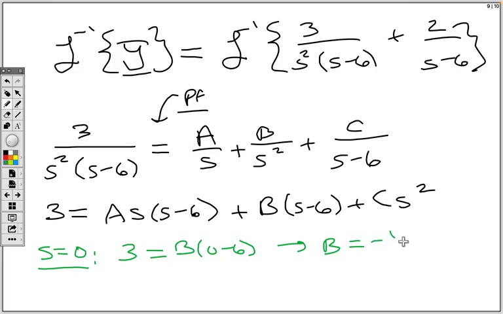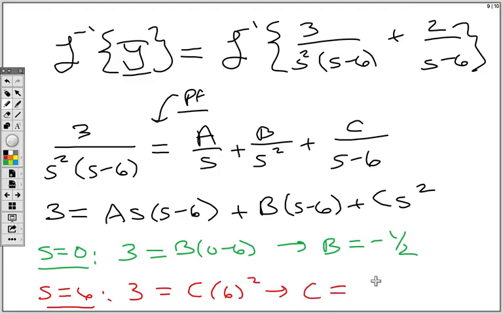Yep, negative 1/2. What would be another good value of s to plug in? It's going to zero out some of these terms. Yep, s equals 6. You plug that in, that'll wipe out the first two terms. We'll have a 3 on the left-hand side. That's going to be C times 6 squared. So that'll give us C as 3 over 36, which is 1/12.